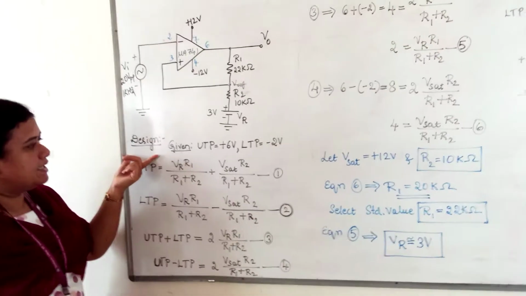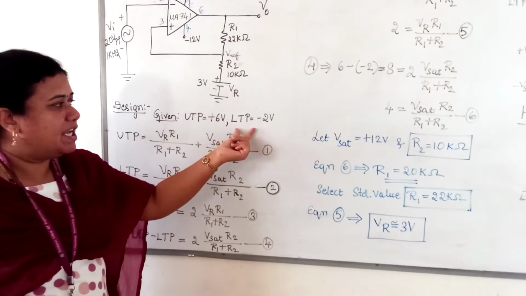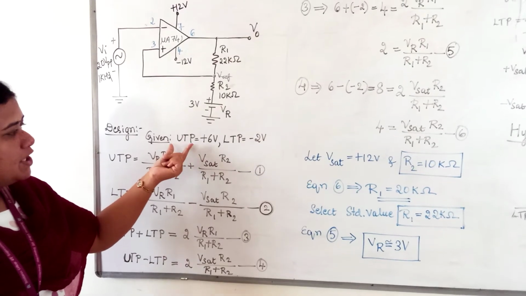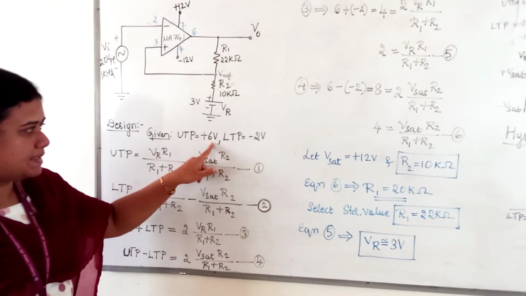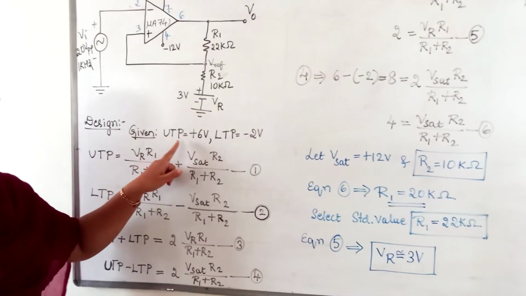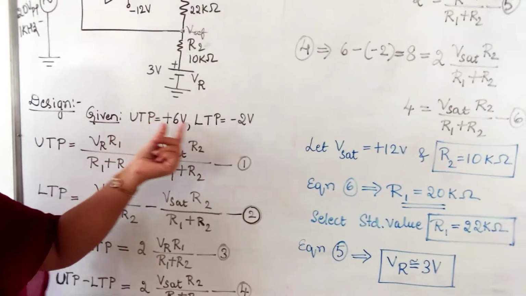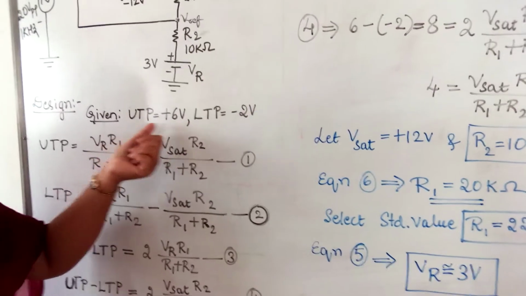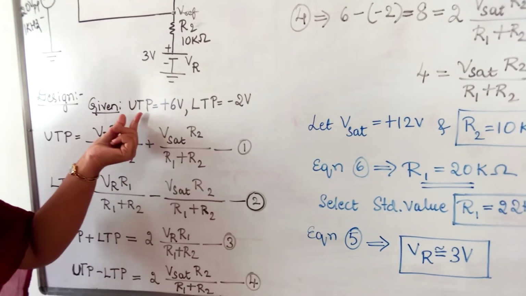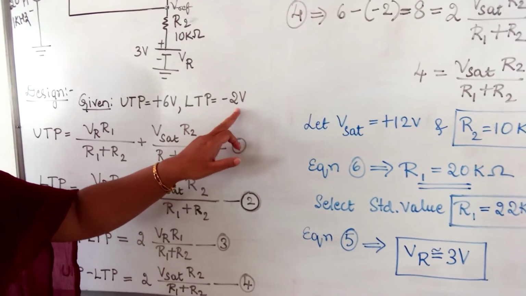Now let us see the design. To design the Schmitt trigger, UTP and LTP values will be given by the examiner. For example, UTP we have assumed plus 6 volts and LTP minus 2 volts. UTP means upper triggering point. LTP means lower triggering point. Sometimes these are also called upper threshold voltage and lower threshold voltage. So UTP we have assumed plus 6 and LTP minus 2 volts.